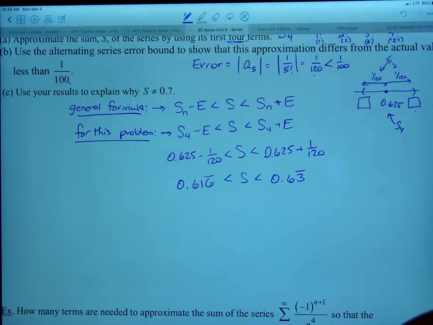Now, do you understand why the sum cannot be 0.7? Yeah. Yes. Now, you can't just use the work to show you that. You got to put a sentence on there. It says explain why. Explaining means not just math. You got to give me some words to go with it.